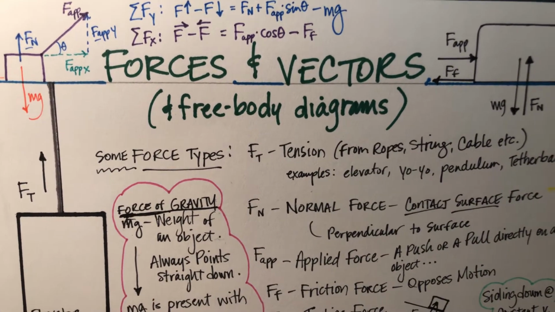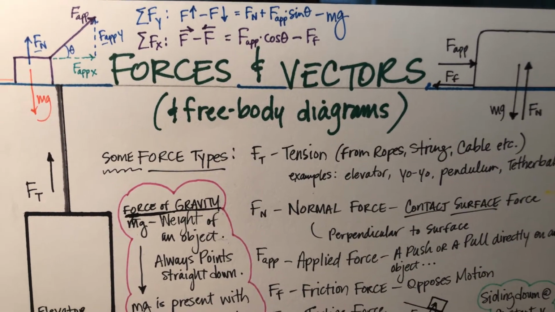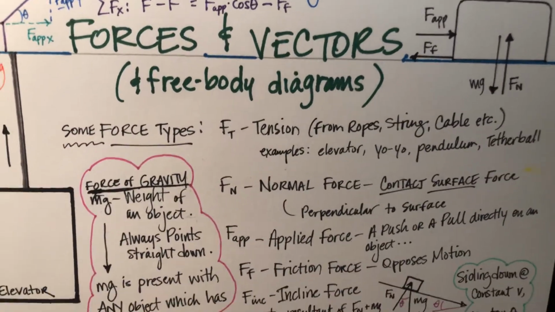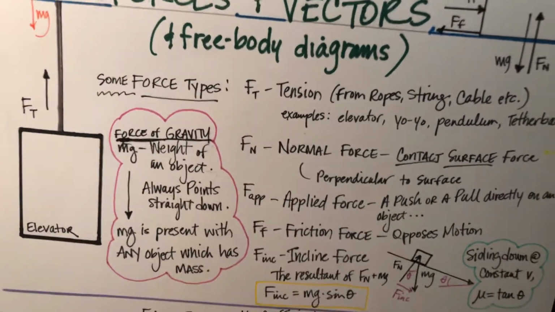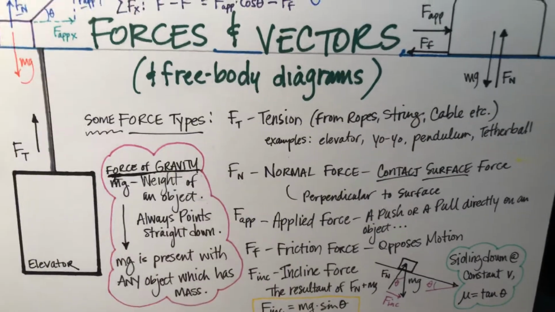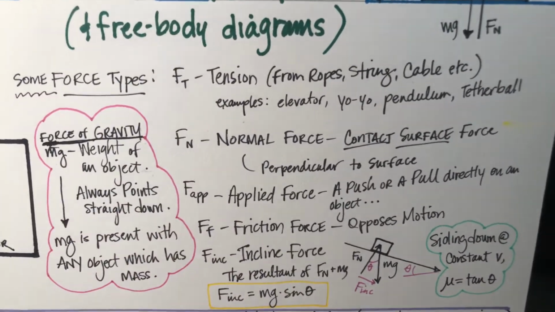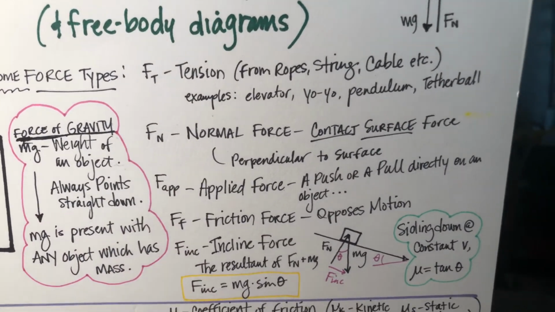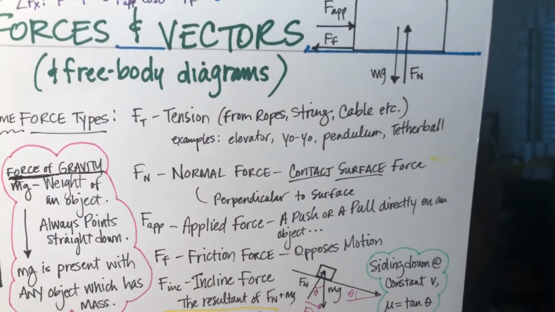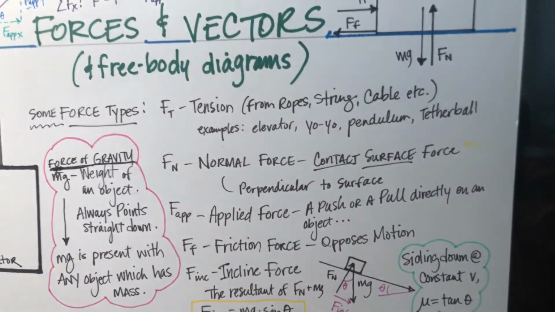All right, more physics fun. This one's going to be on forces and vectors, free body diagrams. So there are multiple different types of forces. Tension force is when we have rope, string, cable, etc. Examples are an elevator, a yo-yo, a pendulum, tetherball, that kind of thing.